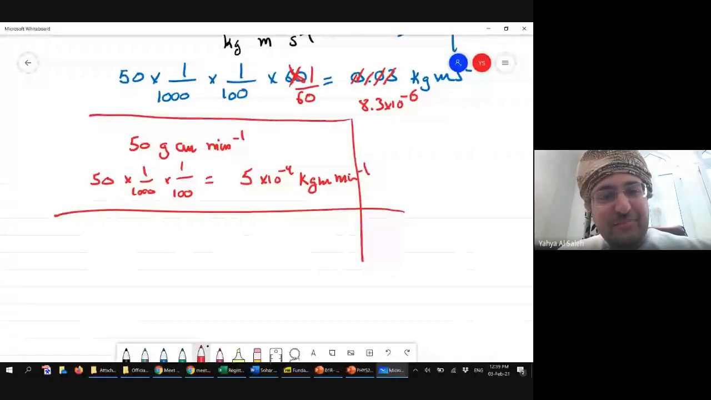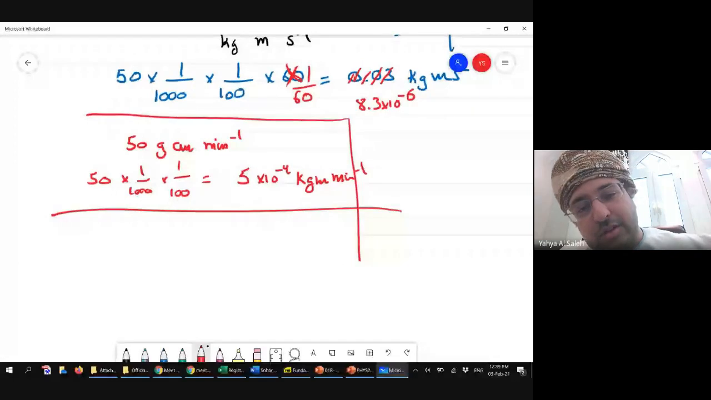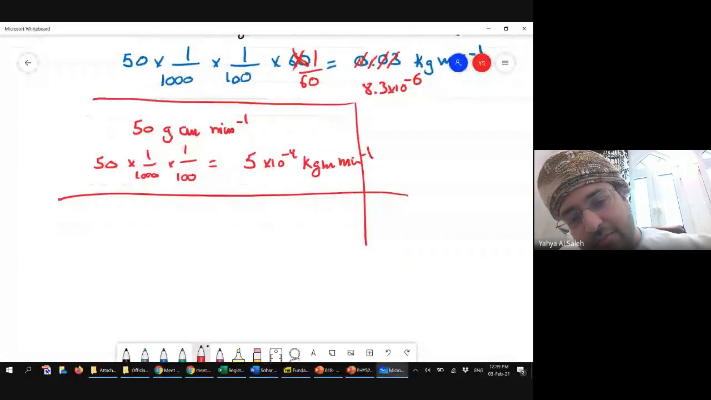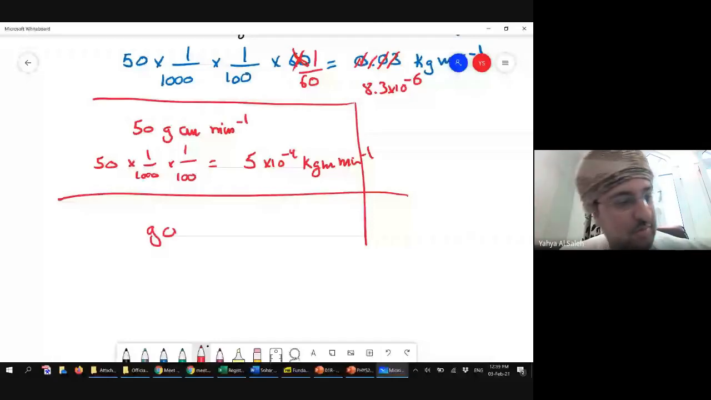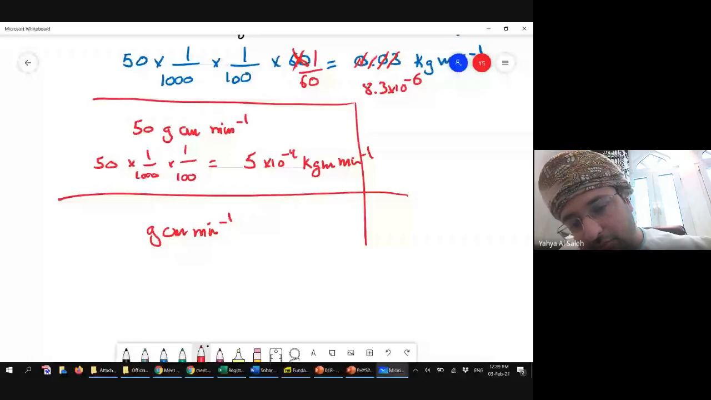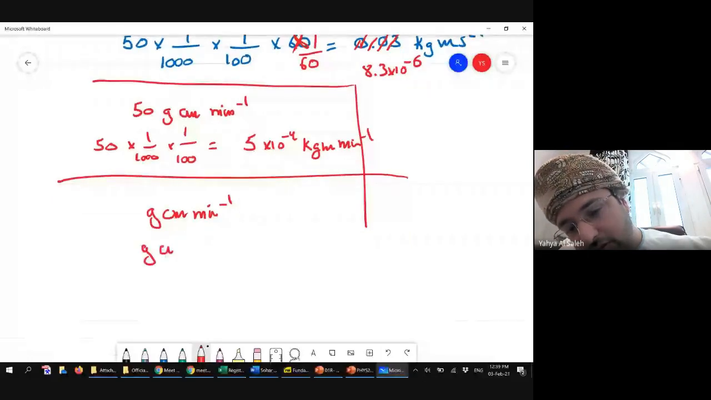Okay. Our unit was gram centimeter per minute. I would rewrite it as gram centimeter per minute.